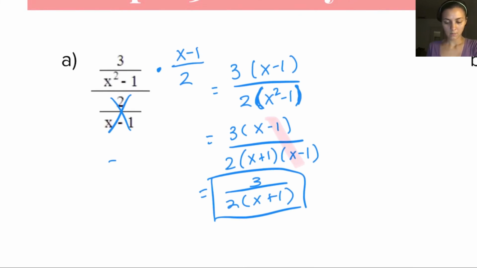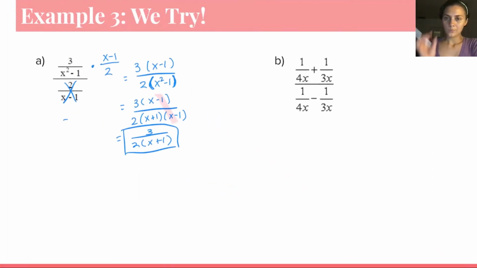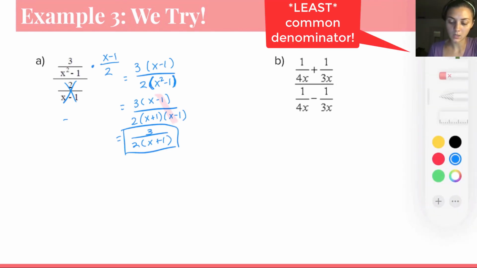Okay. Part B. Do you think we can multiply by the reciprocal with part B? I mean, we could. We would have to do some work first, though. We would have to add together the fractions and subtract the fractions. So we would have to do a little work before we could multiply by the reciprocal because we would need to combine everything together. So I'm going to try to use method 2 instead, and I'm going to multiply by the lowest common denominator, the least common denominator.